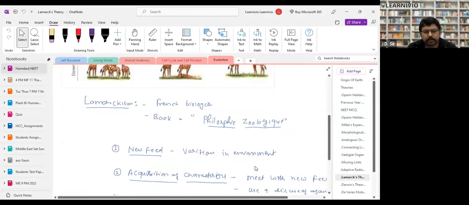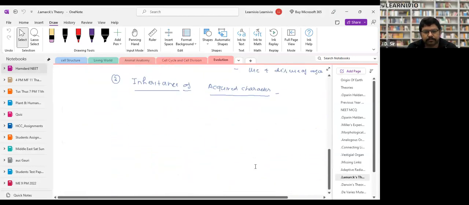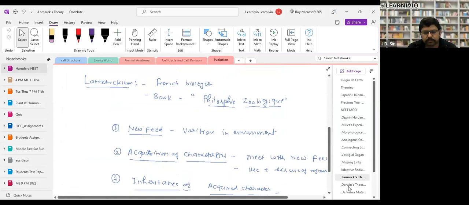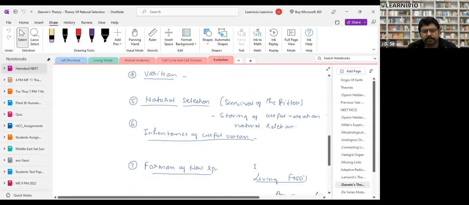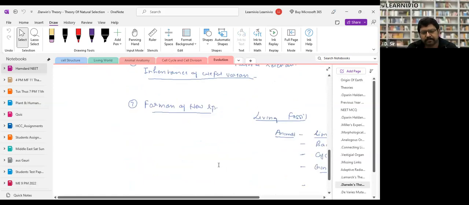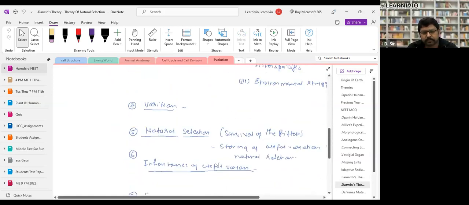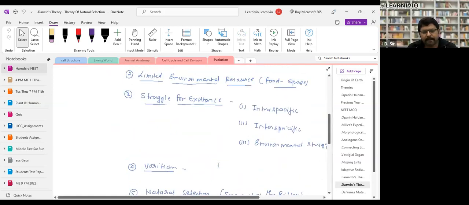Radiation, anarchism. Darwin's theory, remember the steps, right? I think you must have gone through that, right? Darwin's theory, everything clear? Yes.